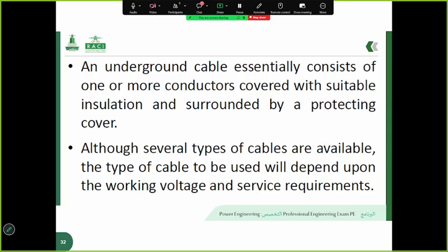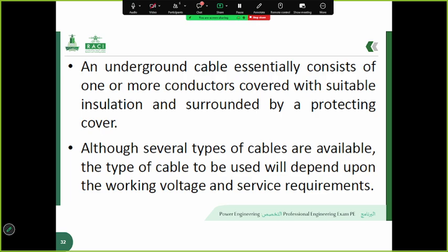This entire assembly is enclosed within a protective cover that shields the cable from mechanical damage and environmental factors once it's buried. It's important for students to understand that while this basic structure is universal, the exact type of cable used in any given application is not.